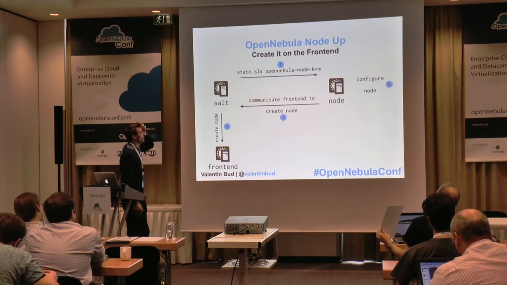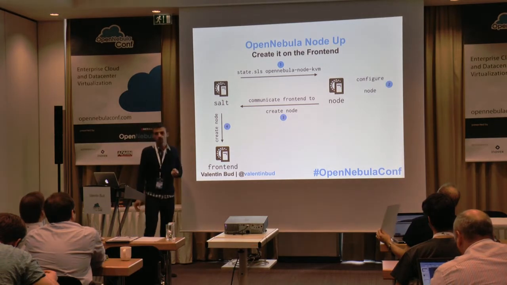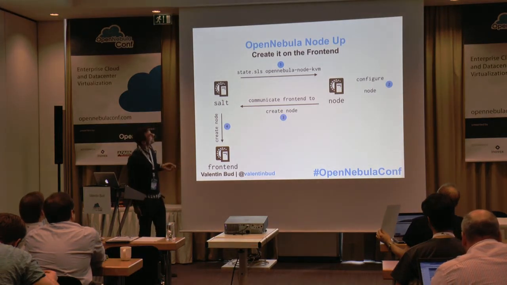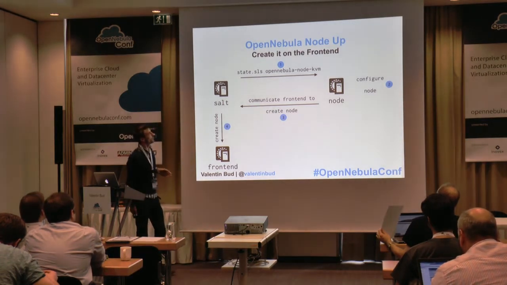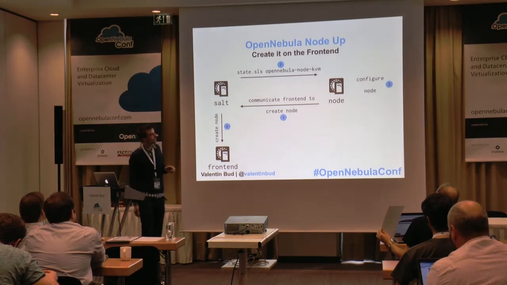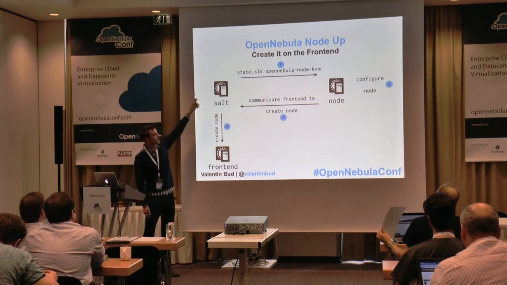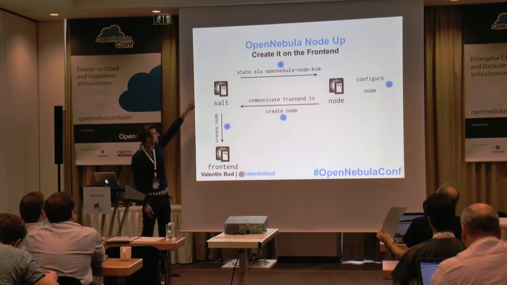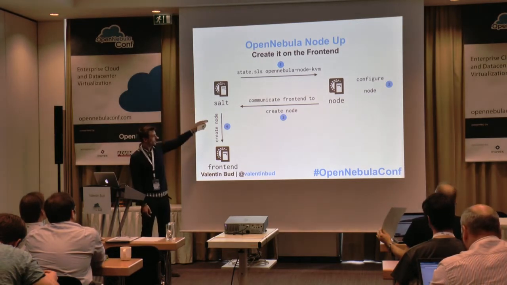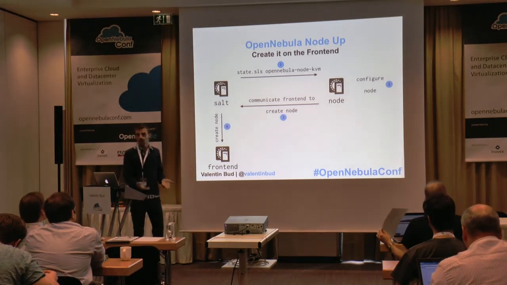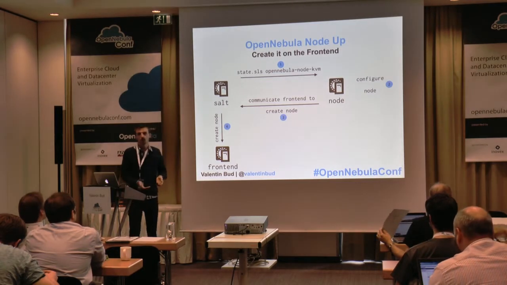Whenever an OpenNebula node is up, I want it to be created on the front end. For this, the first step is to tell the node to connect itself. After the node connects, it communicates back to the Salt master, hey, I'm up. Tell the front end to create the node. And the Salt master tells the front end, create the node. And the node is created in OpenNebula without any manual intervention.